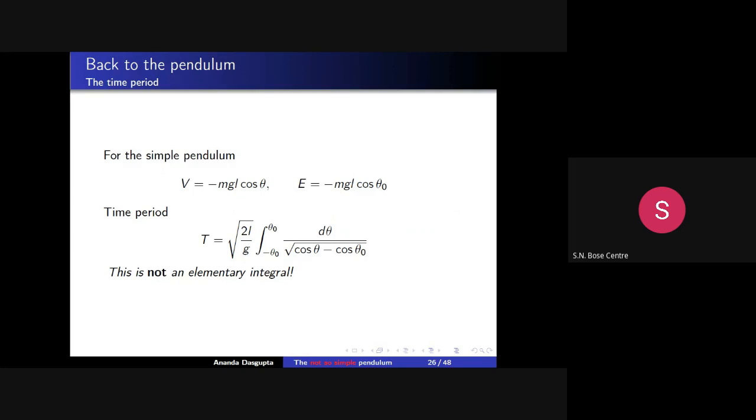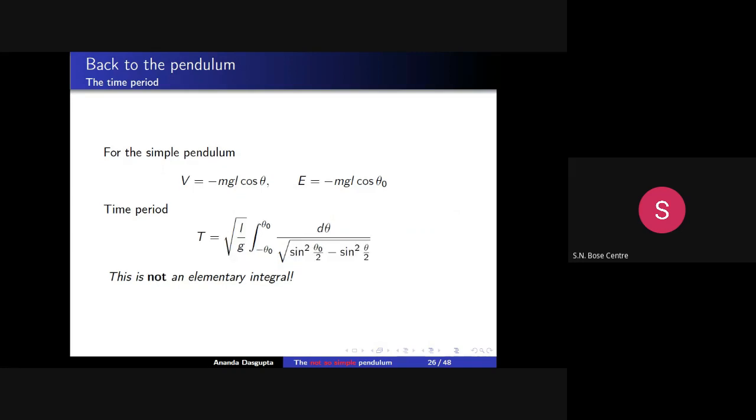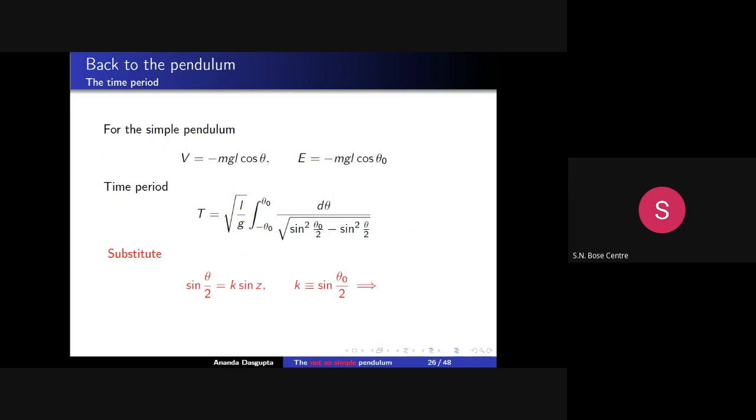This one actually can be rewritten slightly using the fact that cosine theta is 1 minus twice sine square theta by 2. And this will become something like this. Or, using the fact that this is an even function, change it a bit. But if you have this form, the next step is to write sine theta by 2 here as k times sine z. That will give you this formula, which is closer to what you would think you can handle.